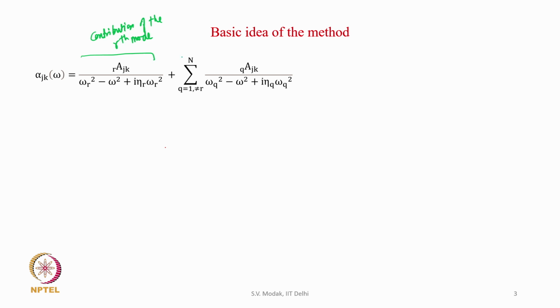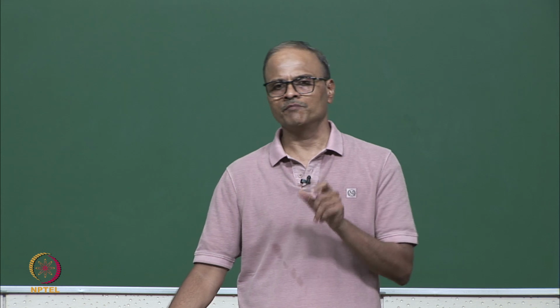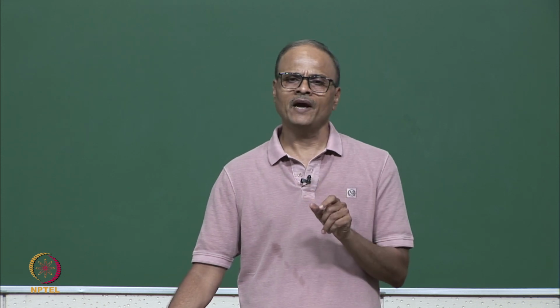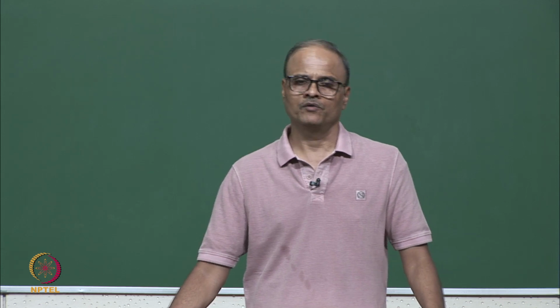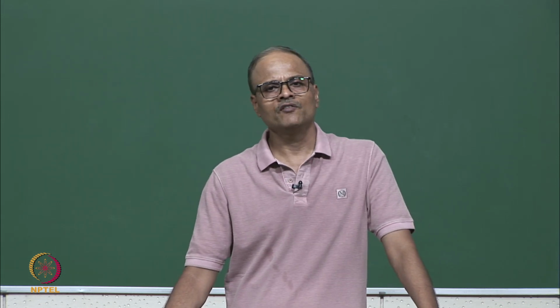So, if we represent these contributions in this form, we can write down alpha jk as rCjk plus rBjk. rCjk represents the contribution of the rth mode, and rBjk represents the contribution of all the other modes. Now, rCjk is like the FRF of a single degree of freedom system, and therefore, it will trace a circular arc in the Nyquist plane, and rBjk is the contribution of all the other modes to the FRF. Now, if we focus our attention on a narrow frequency band around the rth peak, then in this band the contribution rBjk will be very small, and the contribution of rCjk will be dominant.